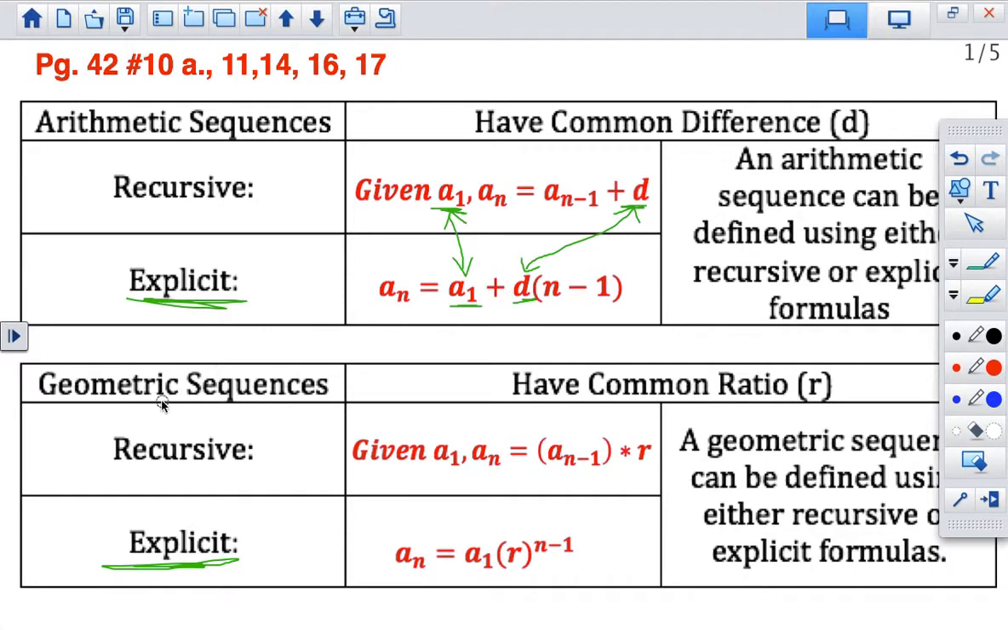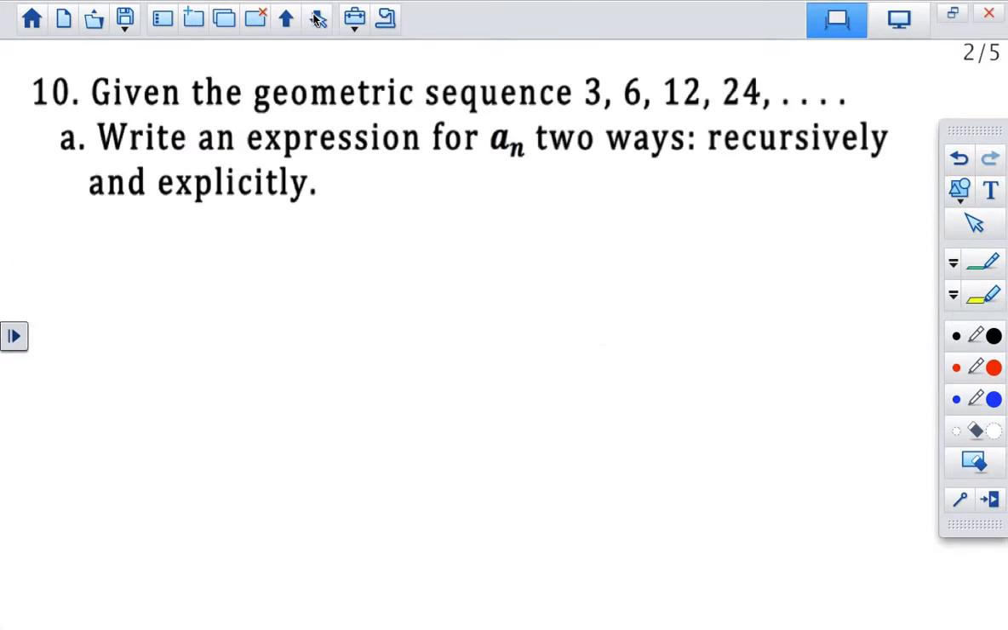Let's look at the geometric sequences. Again, you have your a sub 1. You just need to know where to put them, and your common ratios and your previous term here. With the explicit formulas, you don't have a previous term. With recursive, you have to have just the previous term before you can find the next one. All right, so let's look at some example problems.